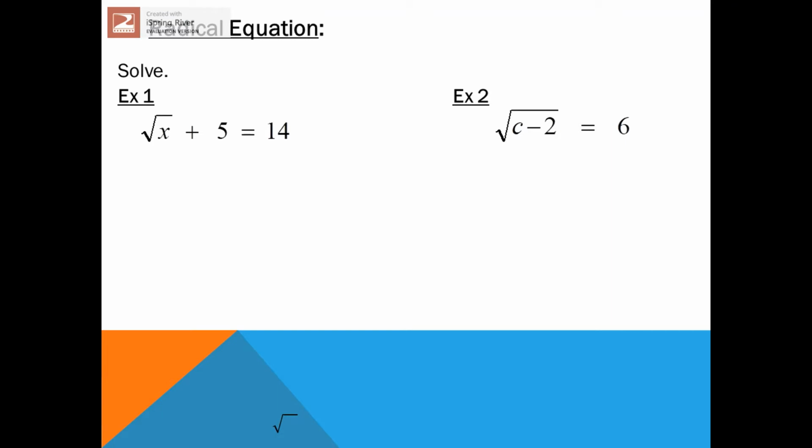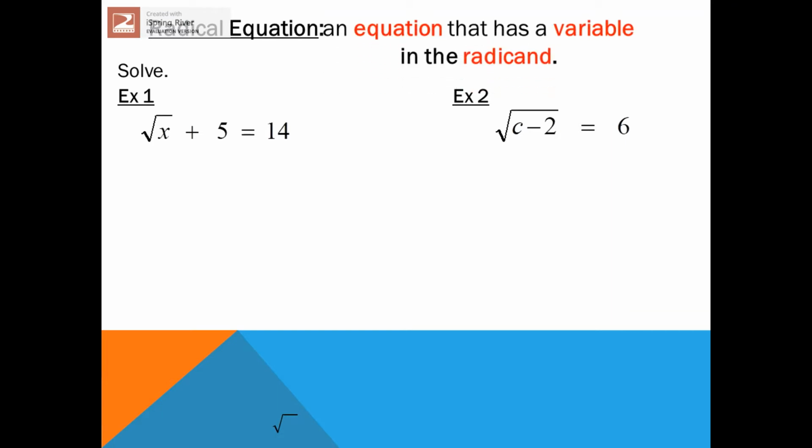Before we start, let's define what is a radical equation. A radical equation is an equation that has a variable in the radical. Let us solve number 1. Example: square root of x plus 5 equals 14.